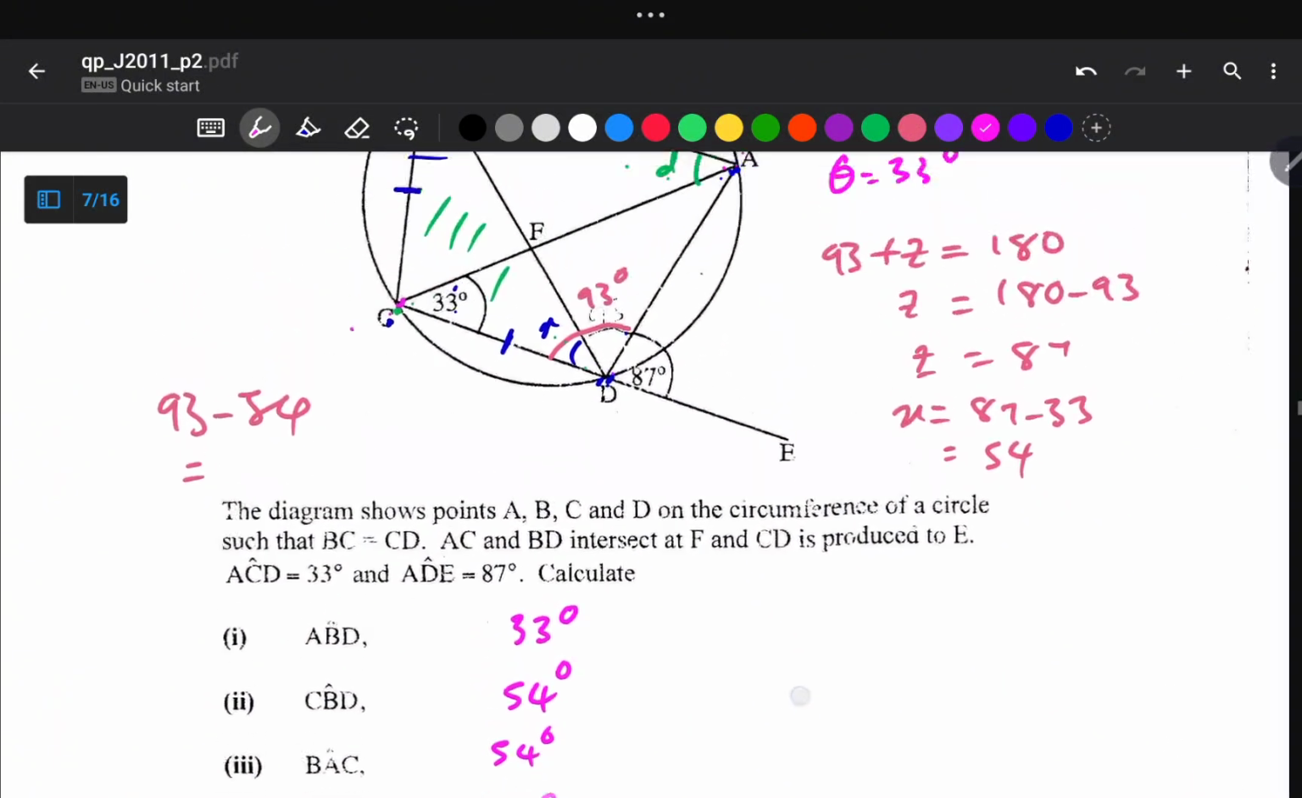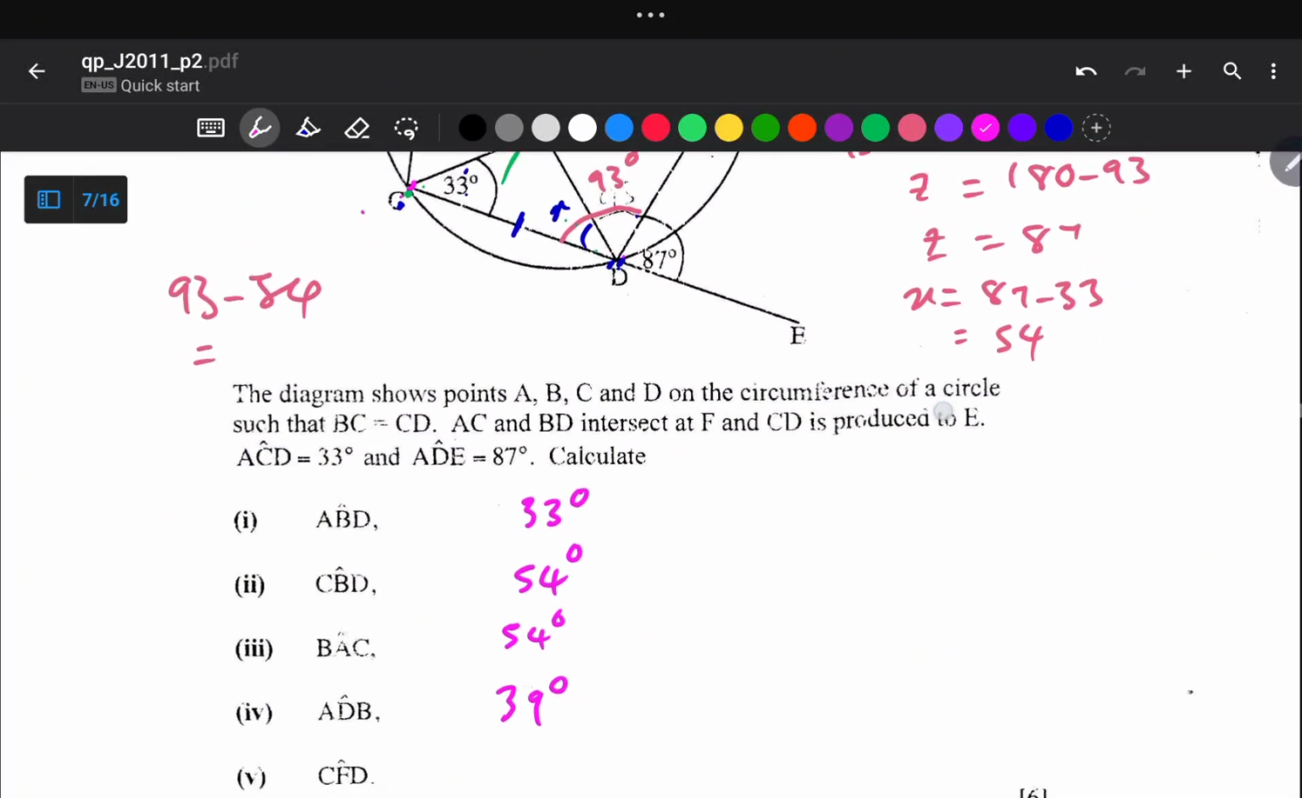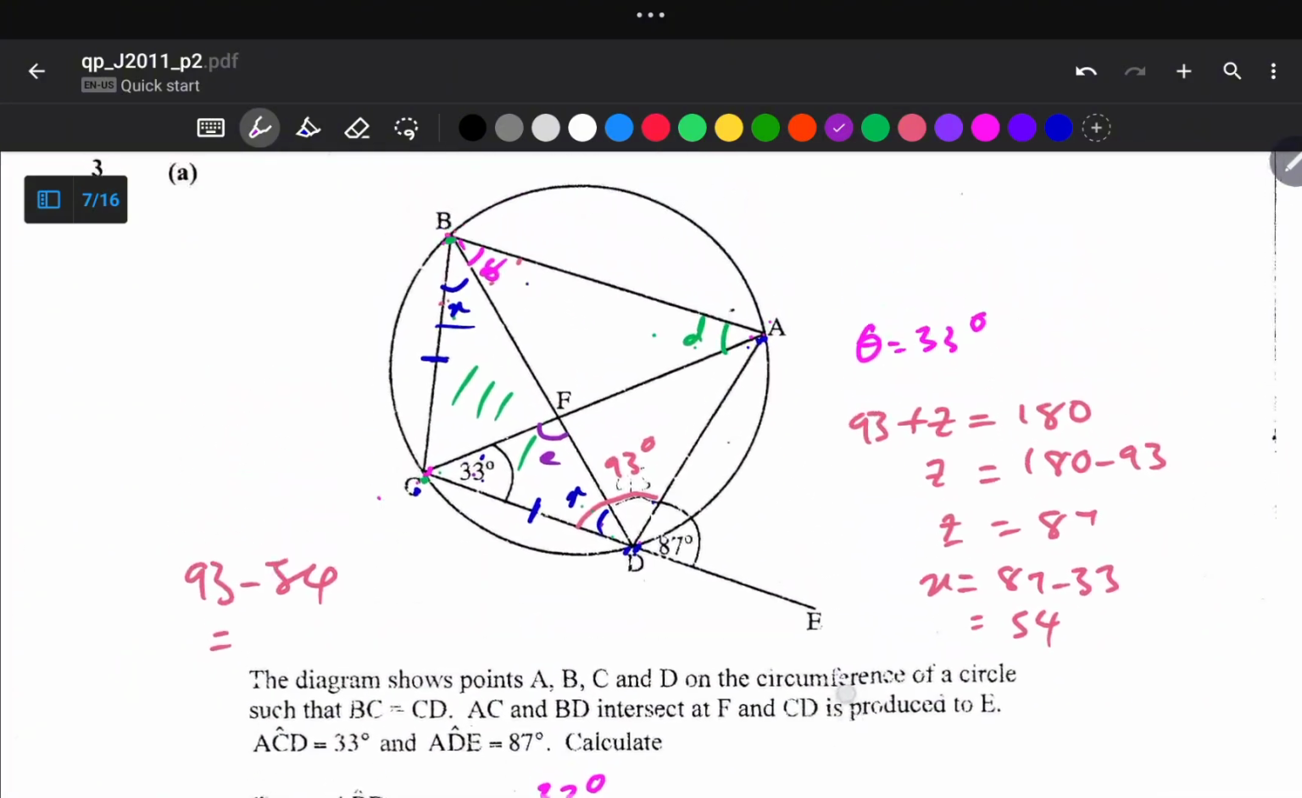And then the last part of our question requires us to calculate the angle CFD. So here is our required angle, and we can label it E. Given that we have this angle here 33 degrees and this one 54 degrees, we need to calculate this. This is a triangle, so we understand that the sum of angles in a triangle is 180.